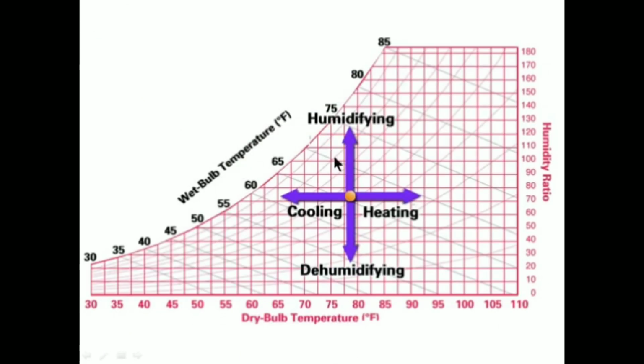So this is the diagram where we can see all 4 processes. From this point, if we move towards the right, then this is heating. If we move in the opposite direction, then it will be cooling. If we move upwards, then it will be humidification or humidifying the air, and if we move downwards from this point, then this will be dehumidification or dehumidifying the air.